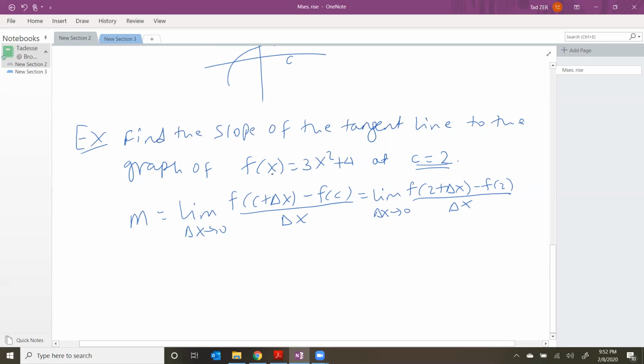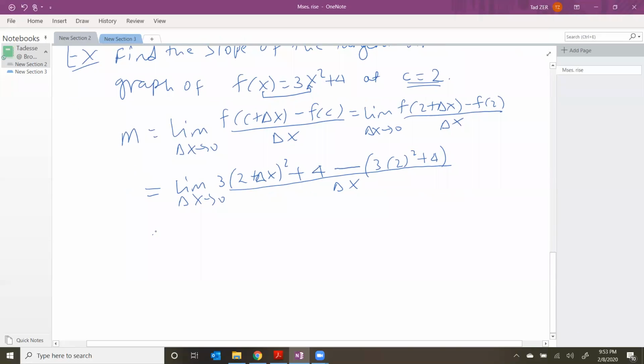Now look at this, it says f at x is what? 3 times x squared plus 4. So I have to find f at 2 plus delta x. So that will be equal to what? Limit of 3 times 2 plus delta x squared plus 4 minus, what is the value of the function at 2? At 2, 2 squared is 4. 4 times 3 is 12. So if you want, I'll just write it plus 4 so that you can follow. Delta x goes to 0. Everything divided by what? Delta x.